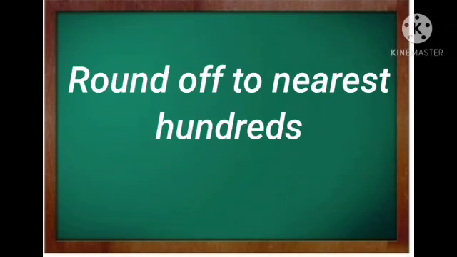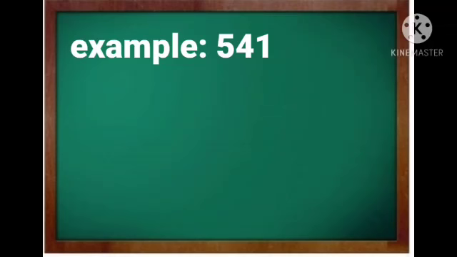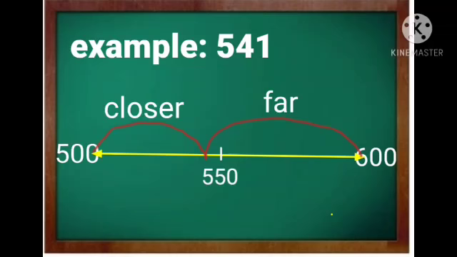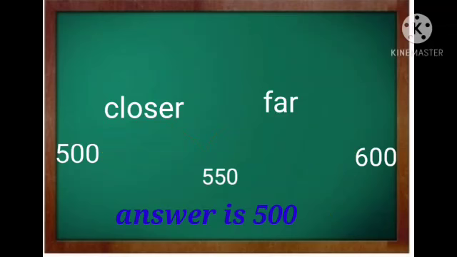Next, now we come to the hundreds place. Now we are going to round off to the nearest hundreds place. For example, 541. 541 lies between 500 and 600. 500 is the beginning number and 600 is the end number. Here 541 is nearest to 500 and very far from 600, so the answer should be 500.